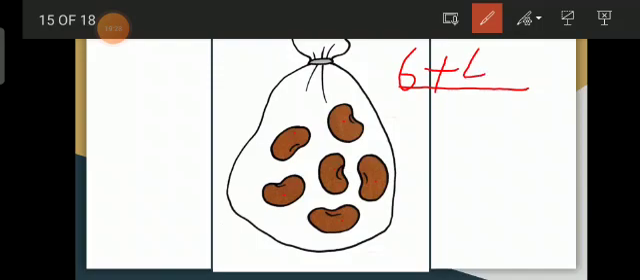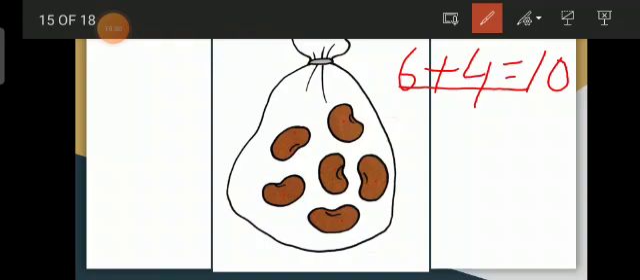Yes, we will put 4. When we put the 4 more beans inside the bag, the answer will come 10. So here I am going to write down the 10. 6 plus 4. Add all together and see what is the answer. The answer is 10. Okay, 6 plus 4 gives us the answer 10.